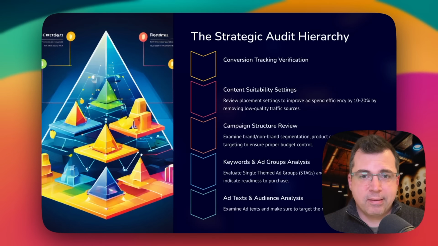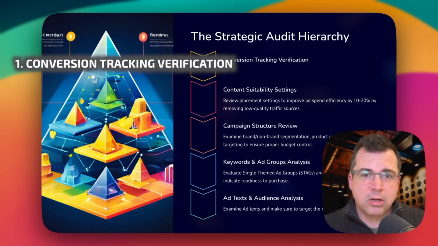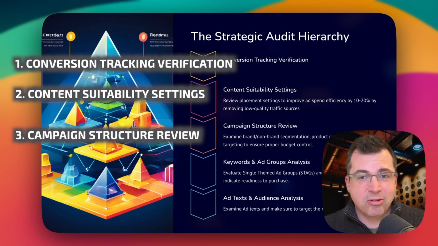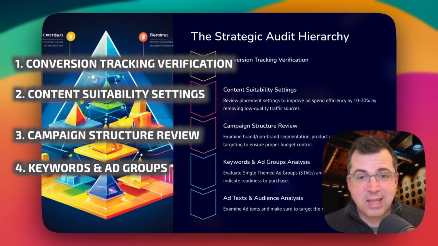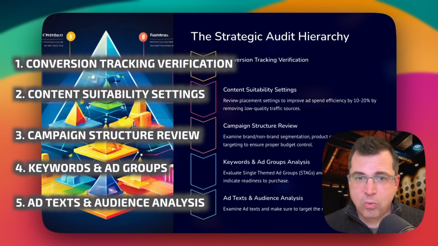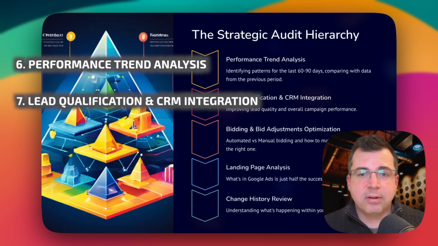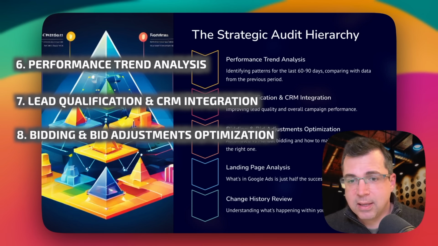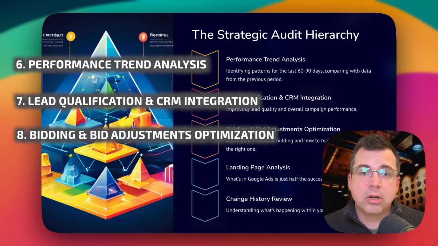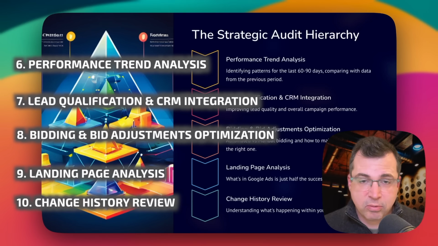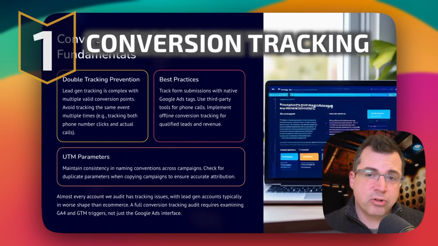The first is conversion tracking verification. The second one, content suitability settings. Third, campaign structure review. 4, keyword and ad groups. Number 5, ad texts and audience analysis. Number 6, performance trend analysis. Number 7, lead qualification and CRM integration. Number 8, bidding, bid adjustments and bid optimization. Number 9, landing page analysis. Number 10, change history review. So let's start with conversion tracking.